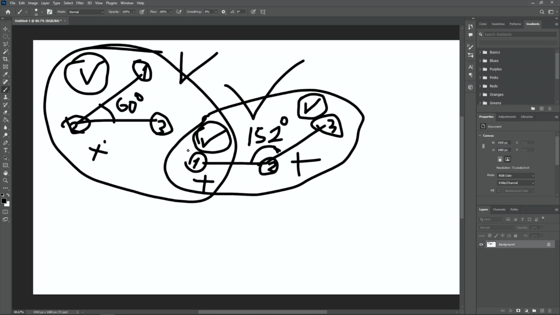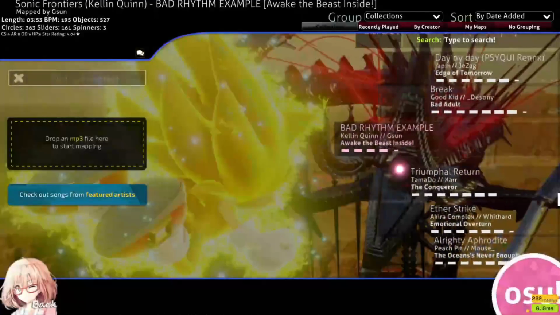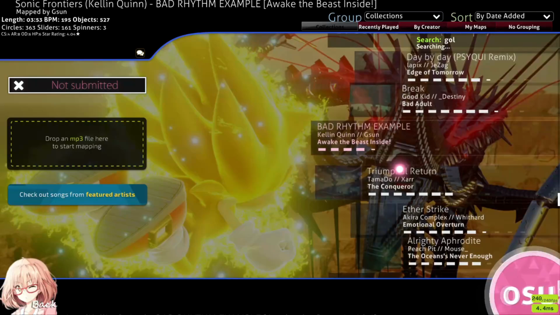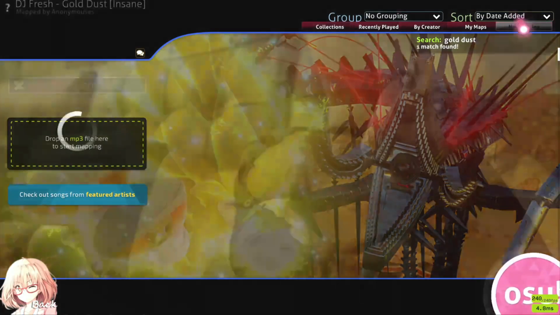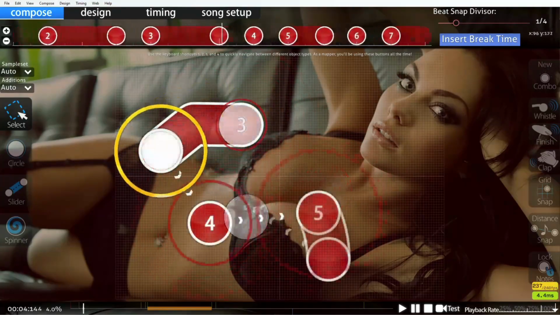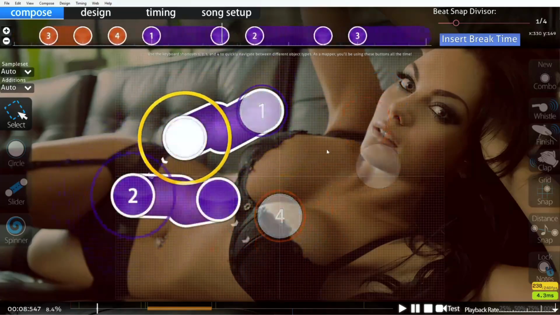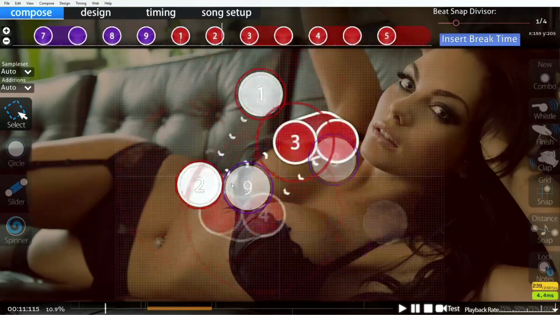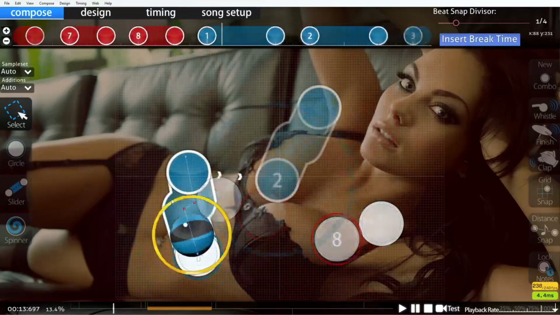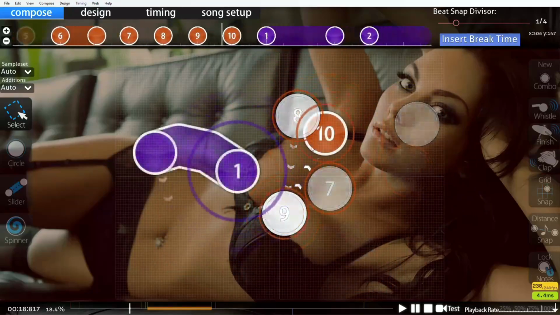I really want to underline this because a lot of the time I see beginner mappers accidentally doing this. As an example, I will quickly show you one of my old maps. It's a bad map. You can see this map uses no structure. It's just a bad map.